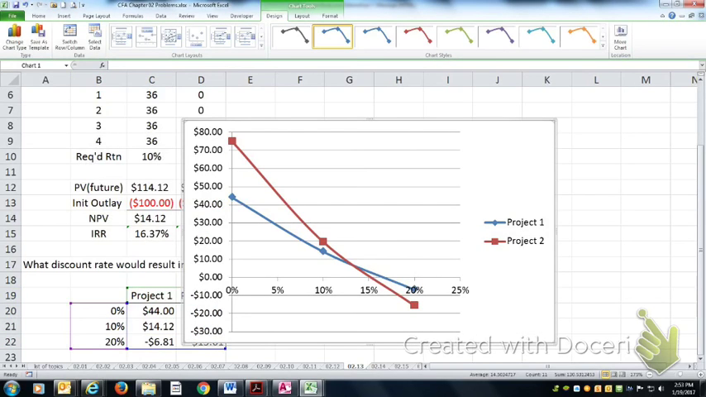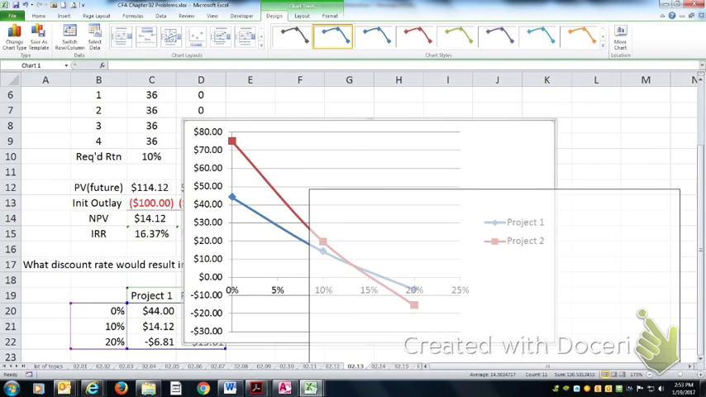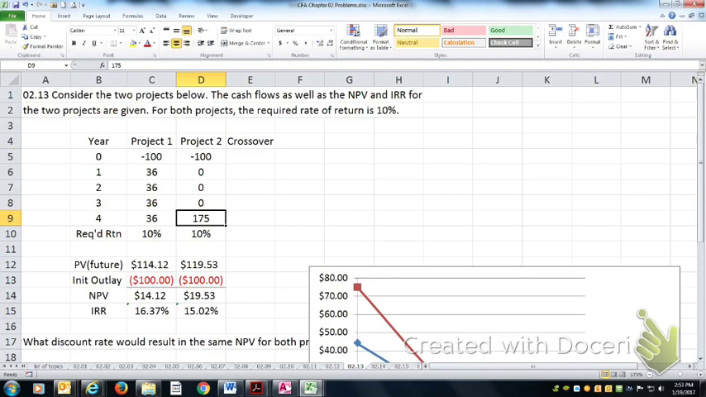what I can see is the point at which they intersect one another is the point at which the NPVs are going to be the same. All right, so that's it conceptually from a graph. I can also do a crossover, and then you take the internal rate of return of the difference in the cash flows, and it doesn't matter which one you do. I'm doing 2 minus 1, but if you did 1 minus 2, you'll get the same answer.